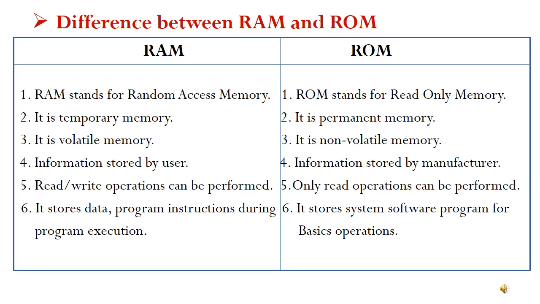And the last difference, RAM stores data and program instructions during program execution. ROM stores system software programs for basic operation. So, this is the difference between RAM and ROM.